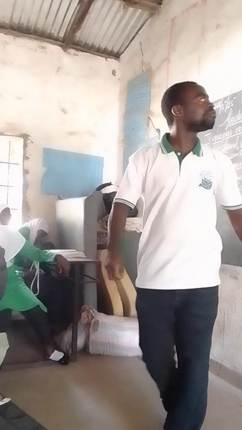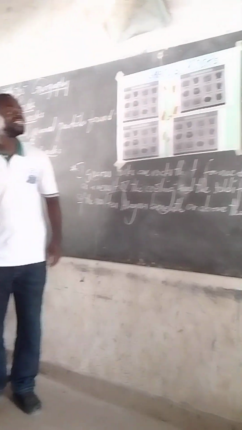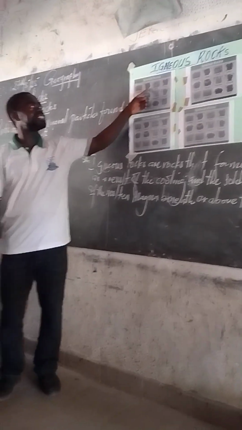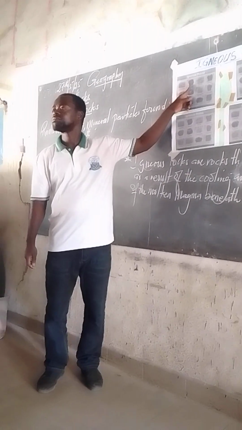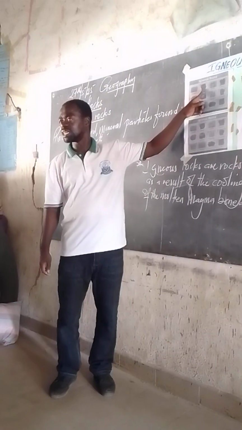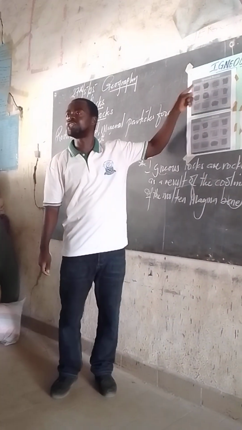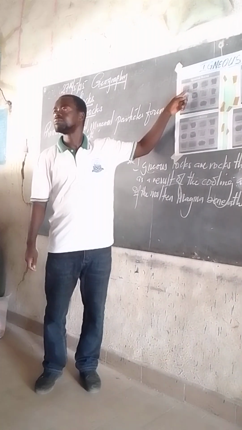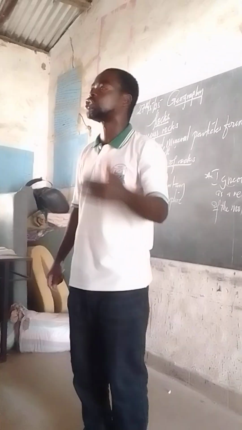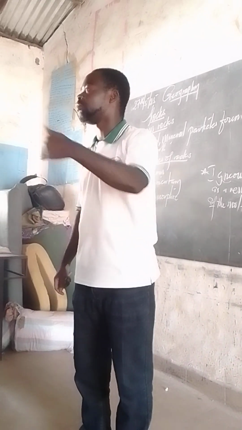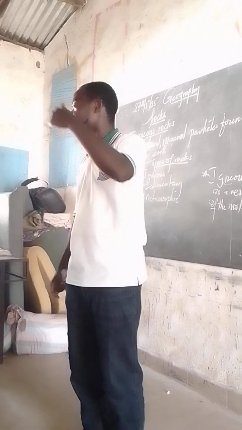You have basalt. All of you say basalt. Class, basalt is a type of igneous rock. This is the most common type of rock used in construction, especially road construction and the construction of buildings.